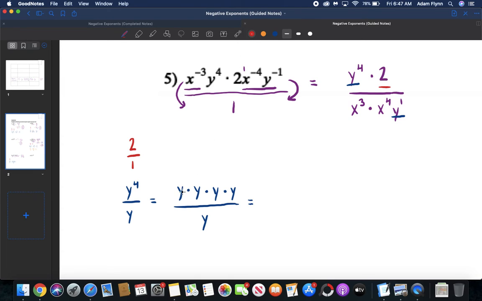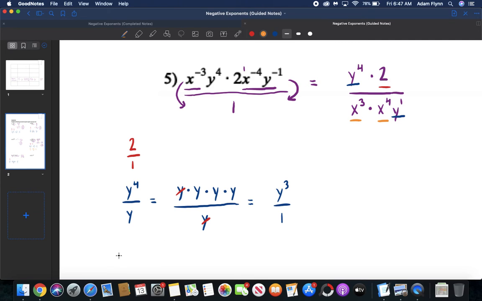So if we take a look at our y's here, I'm going to have 1 cancel out in the top and the bottom. I'm left with y to the 3 upstairs, and I'm left with nothing downstairs, so that's the same thing as having just a 1. And now I'll take care of my x's, and then I should be ready to write my final answer.